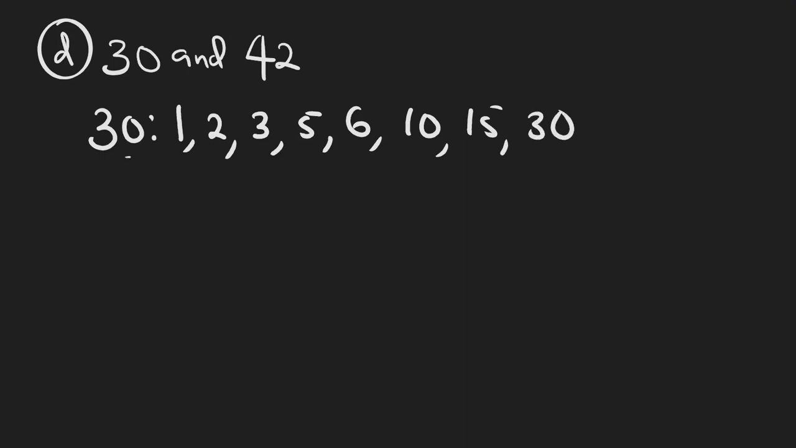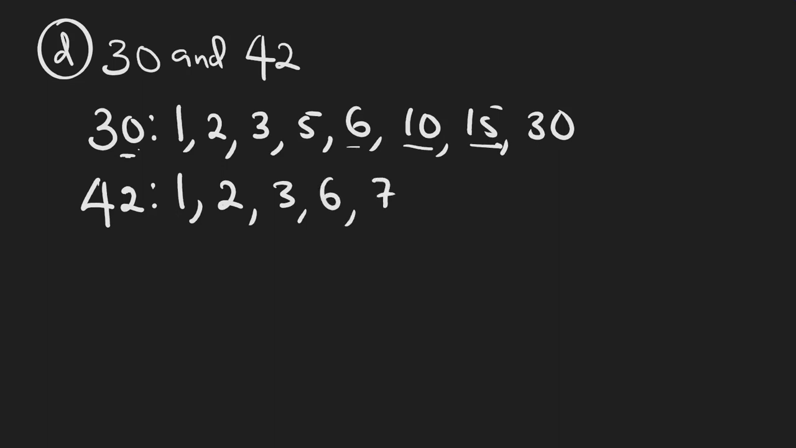So 30 divided by 30 is 1. 30 divided by 15 is going to be what? 2. 30 divided by 10 is 3. 30 divided by 6 is 5. So all these ones are the factors of 30. So let's write down the factors of 42, right? The factors of 42 are 1, 2, 3, 6, 7, 14, 21, and 42. So these are the factors of 42.